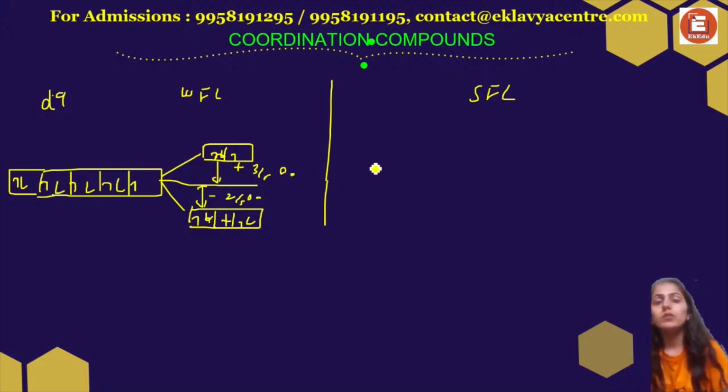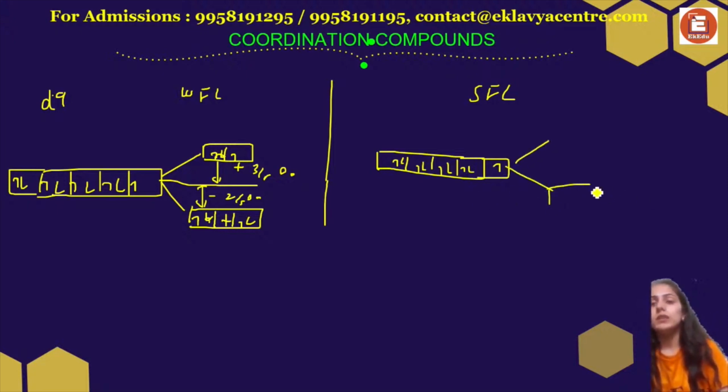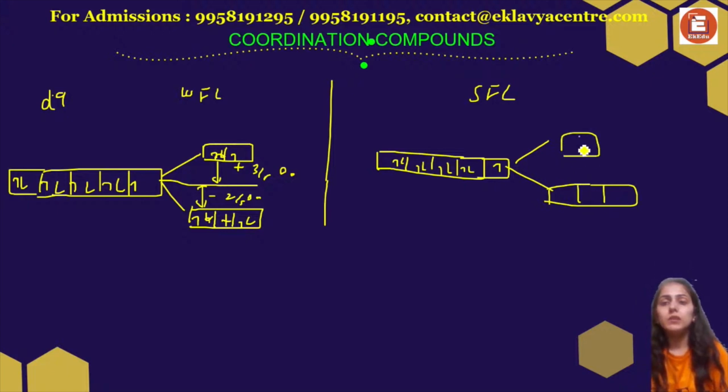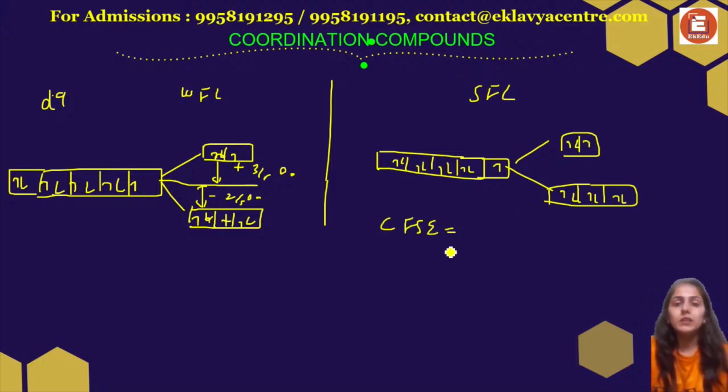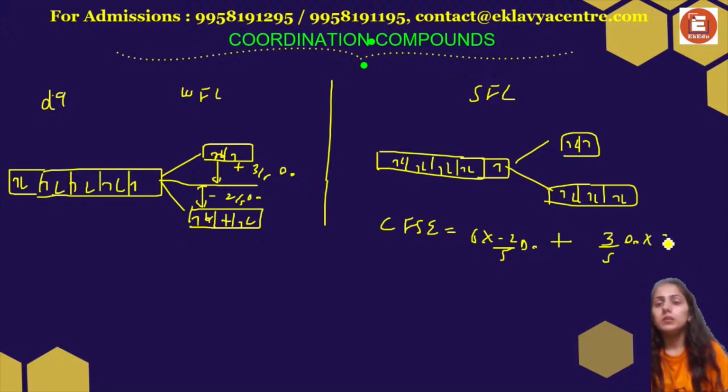Similarly, in case of strong field ligand also, it will be similar, because the filling is 1, 2, 3, 4, 5, 6, 7, 8, 9. So the CFSE value for d9 will be 6 into minus 2 by 5 delta O plus 3 by 5 delta O into 3, which is minus 12 plus 9, so minus 3 by 5 delta O.